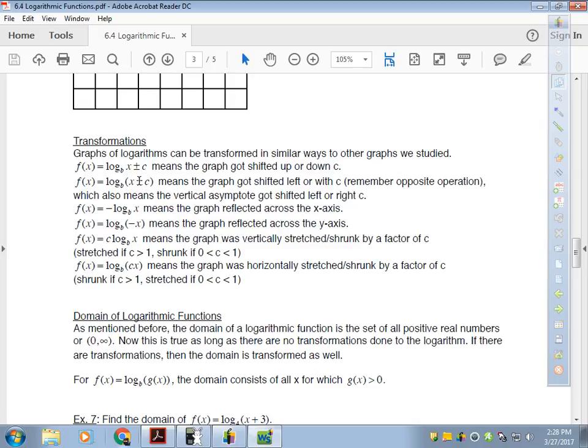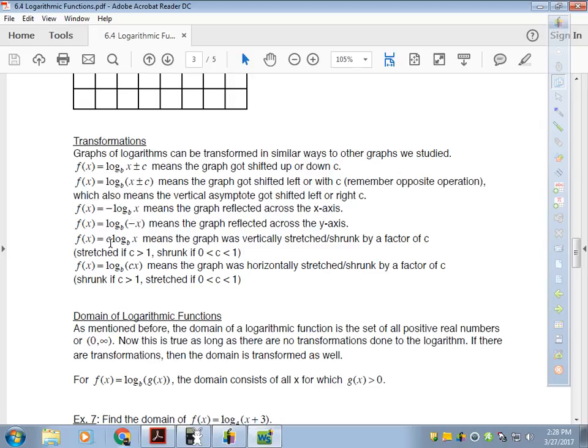If you have a plus or minus c inside the logarithm, inside here with the x, then that's going to shift your graph left or right. Please remember, though, that when things affect x, it's opposite operation, so it's going to be the opposite of what you think. So plus c will actually shift it to the left, minus c will shift it to the right. If you have a negative outside the logarithm in the front, it will reflect the graph across the x-axis. If you have a negative inside the logarithm, then that's going to reflect it across the y-axis.